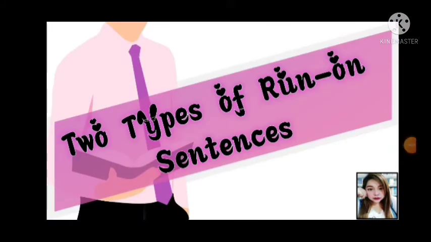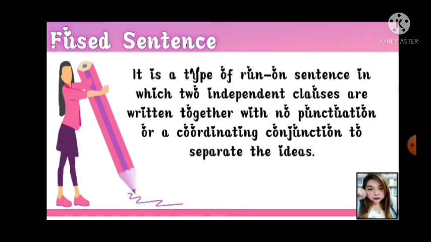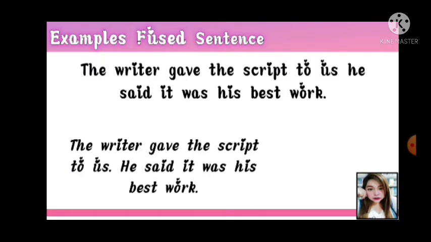We have two types of run-on sentences. These are fused sentence and comma splice. When we say fused sentence, it is a type of run-on sentence in which two independent clauses are written together with no punctuation or a coordinating conjunction to separate the ideas. Examples. The writer gave the script to us. He said it was his best work.